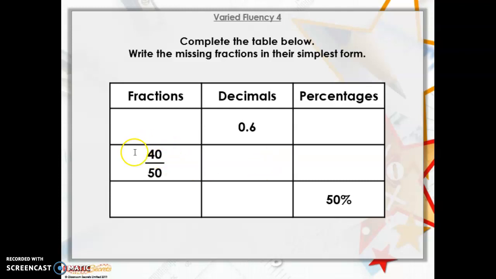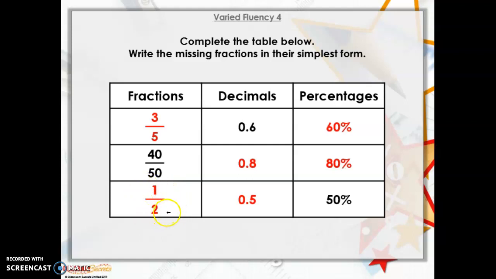Okay, now for the fractions, you were given 40 out of 50. In order to work out the decimal and percentage, you need to multiply these to make it hundredths. All right, so we're going to times it by 2. So 40 over 50 will become 80 over 100, which is then 0.8 and 80%. Your 50% is 0.5 and 5/10 or 50 over 100. Okay, also known as a half.